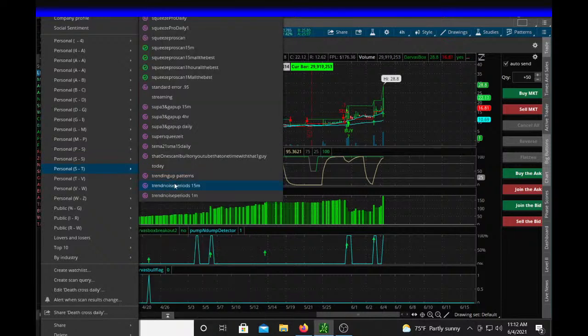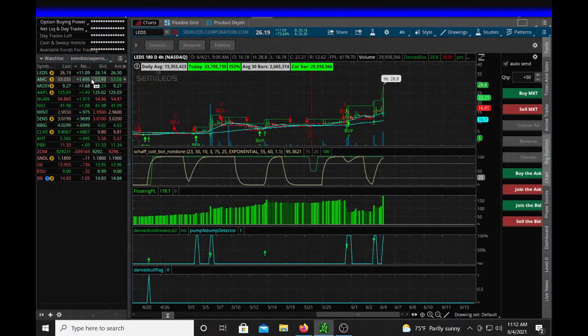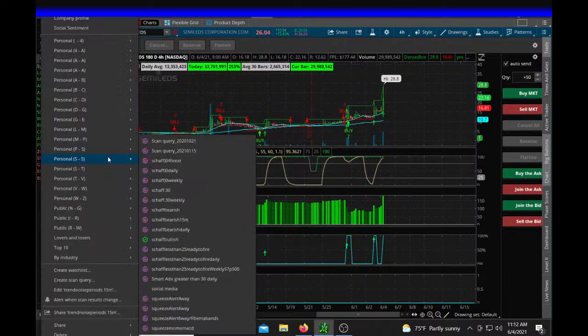Let's see. And looking at trend noise, these are all of the same stocks. A lot of them are all of the same stocks. So they're all having trend noise as well, and that matters too. Go back and look up my trend noise video, and you can see how important that is.